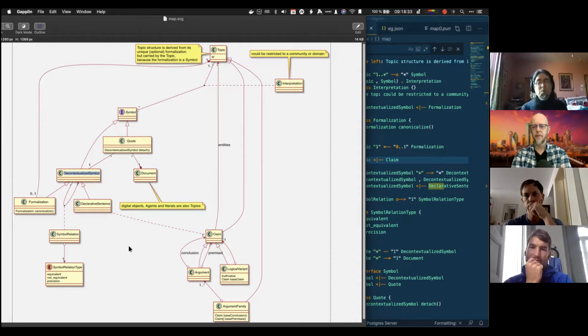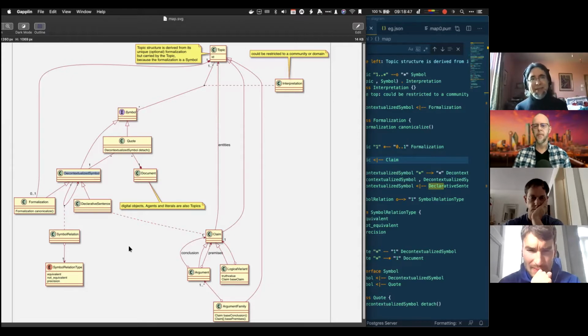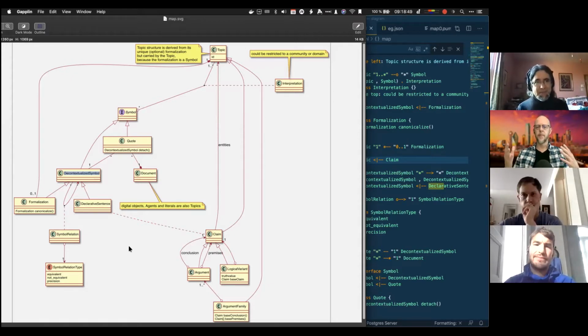I think Tim's focusing on the strings, but I think your concept of symbol is anything that you want to be able to debate. It's not necessarily a string. No, anything that I want to be able to debate is more at the topic level than at the symbol level. But the point is, the reason you're abstracting it is that it's not always going to be a human-readable sentence. No, okay, fair point.